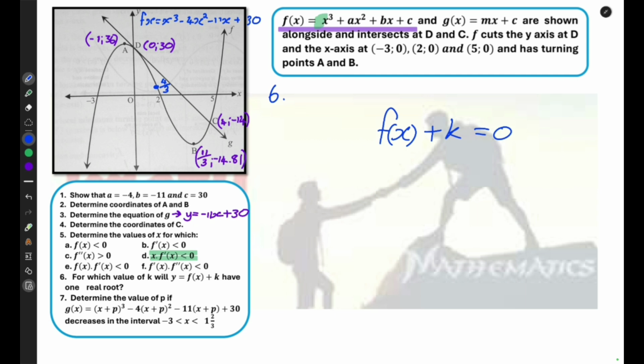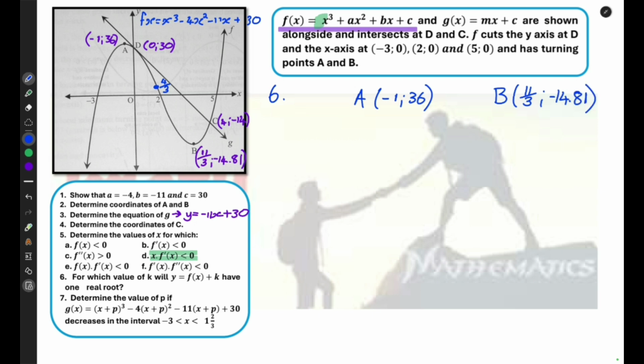For which values of k will this graph have one real root? So immediately, I'm looking at the y values of the turning points. So I know a is at (-1; 36). So that 36 is going to be part of my answer. And b is (11/3; -14.81). Not very interested in the 11/3, but -14.81 is now the important value there.